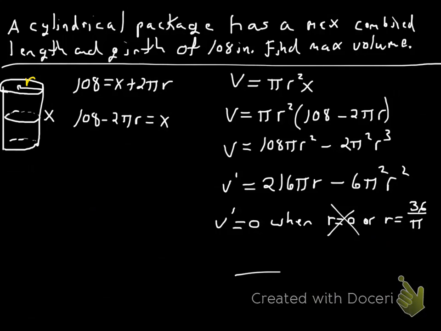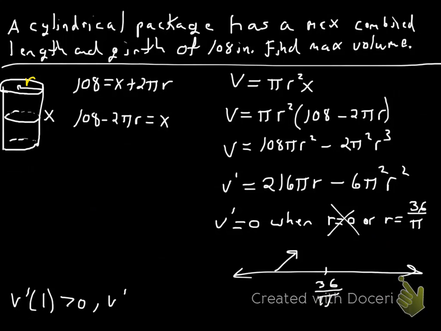That's our critical number. And then we're going to go ahead and test values in our derivative. So we can test like 1. And when we test 1, we get positive, so that means we're increasing. Test something like 100, we get decreasing. So if we go from increasing to decreasing, we have a maximum.